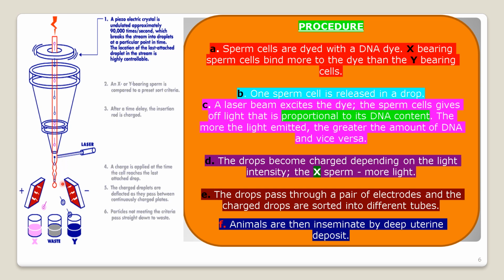As it passes through here, the drop passes through a pair of electrodes, positive and negative, and the charged drops are sorted into different tubes. Those that are attracted to the positive are the X bearing sperm cells, and those that are attracted to the negative are the Y bearing sperm cells. Once these have been collected, animals can then be inseminated using the sperm cells.